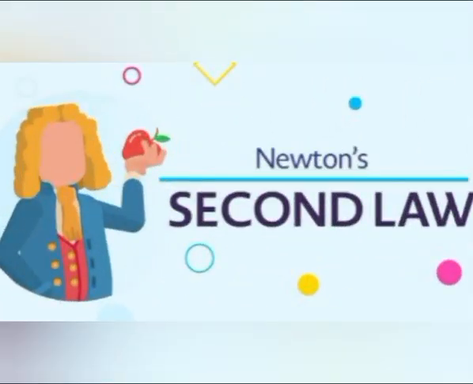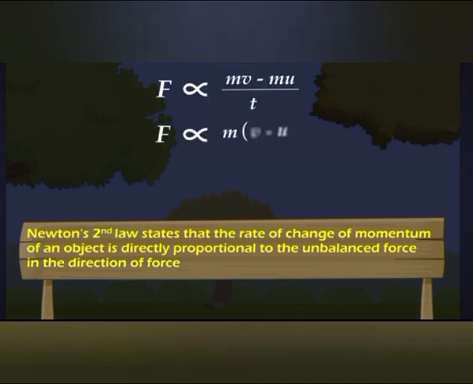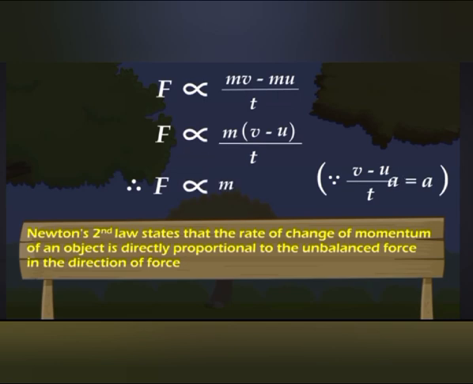Now we discuss Newton's second law of motion. Newton's second law of motion states that the rate of change of momentum, that is (mv minus mu) by t, of an object is directly proportional to the unbalanced force F, in the direction of the force. F is directly proportional to m into (v minus u) by t. Since (v minus u) by t is equal to a, therefore F is directly proportional to ma.